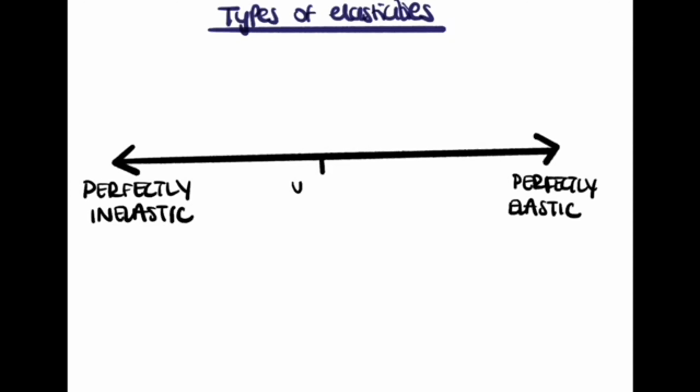In the middle, we have unitary elasticity. This is when a change in price causes the same change in demand. Inelastic demand is where demand is not very responsive to a change in price. And elastic demand is when quantity demanded is responsive to a change in price. The formula for PED was the percentage change in quantity demanded over the percentage change in price. Each type of elasticity generates a different coefficient.